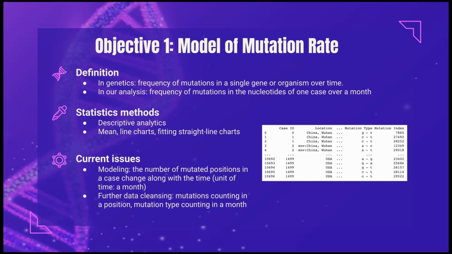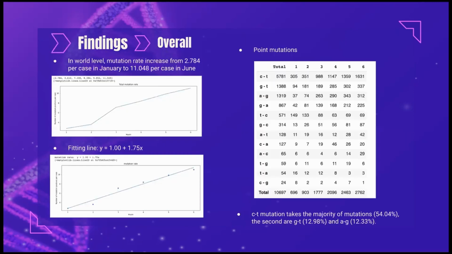Let's move to the findings part. I counted the average number of mutated positions in the case per month as a mutation rate at the world level and made a line chart. As the chart reveals, the mutation rate increased as time passed, from around 3 mutated positions per case in January to around 11 per case in June. We could see its change more intuitively from a fitting line chart. Roughly, there is a straight line where the slope is 1.75 and the y-intercept is 1.